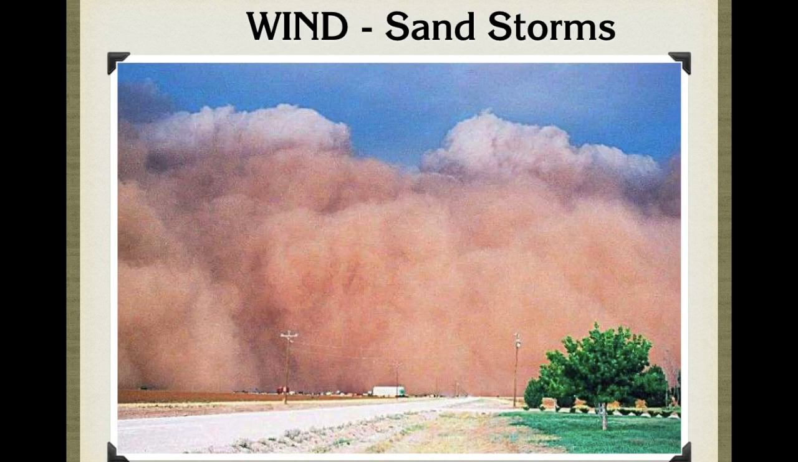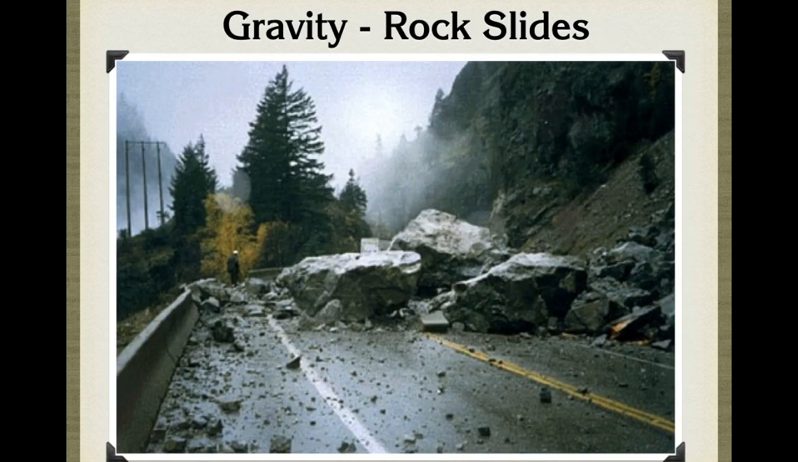Okay, sandstorms, wind can go ahead and blow different particles. Whether this is just a couple inches or whether this is miles, it's still considered erosion because it's moving from one point to another. And then we have gravity, rock slides, anything falling from the top of a mountain down to the bottom. Gravity is also a key factor in erosion.